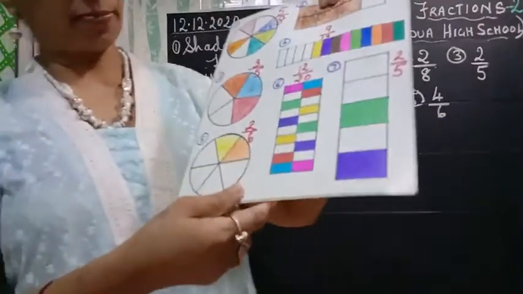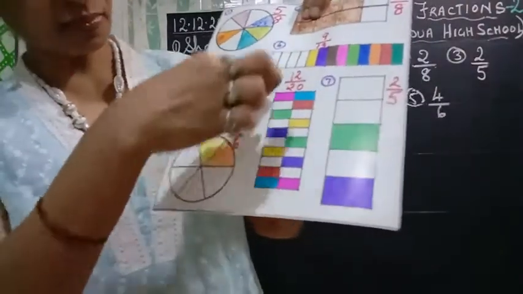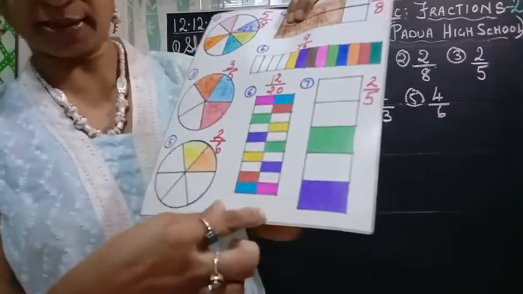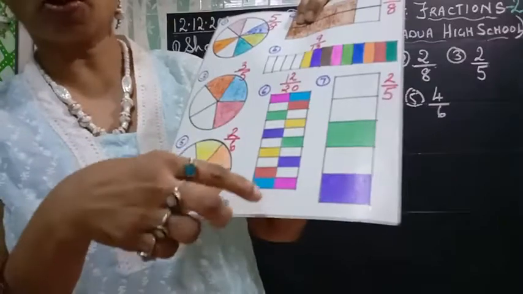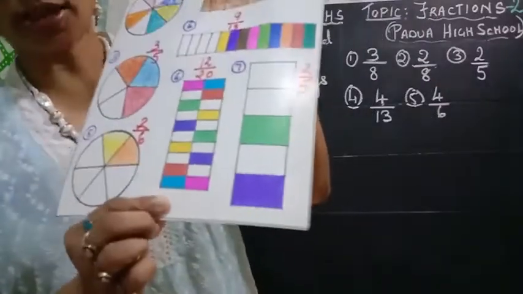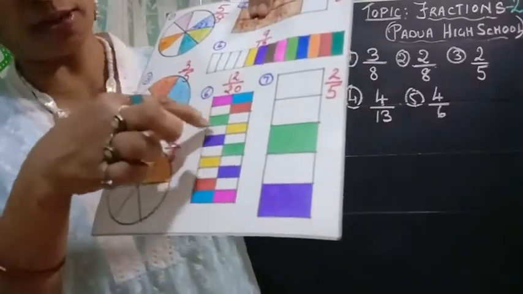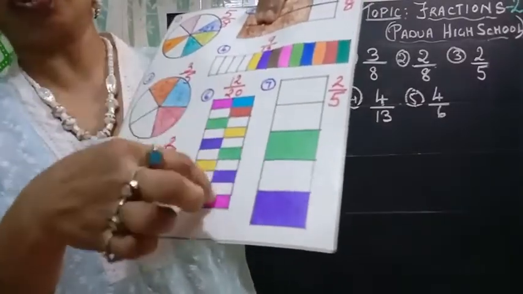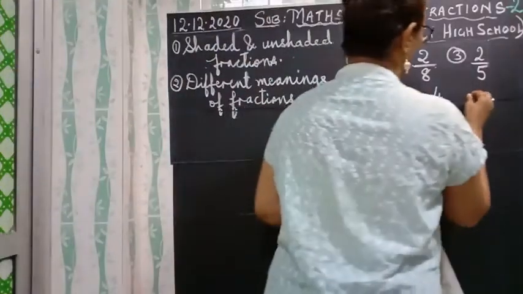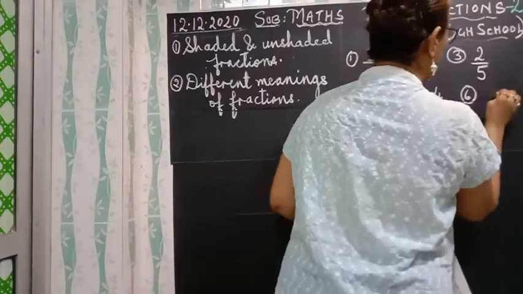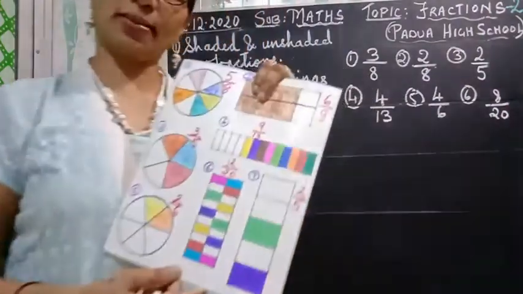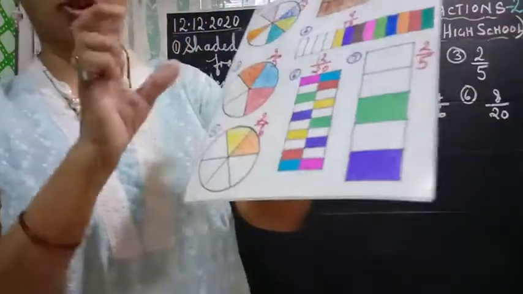Shaded we did yesterday. Now let us take the sixth one. Here you can see 12 upon 20. There are 20 parts, and 12 were shaded or colored. Now we will see which are not colored or not shaded. How many do you have here? 1, 2, 3, 4. Similarly you have 4 here. So it is 8, correct? So 8 upon 20. So the sixth one is 8 upon 20. See, the denominator remains the same. The numerator changes according to shaded and unshaded.